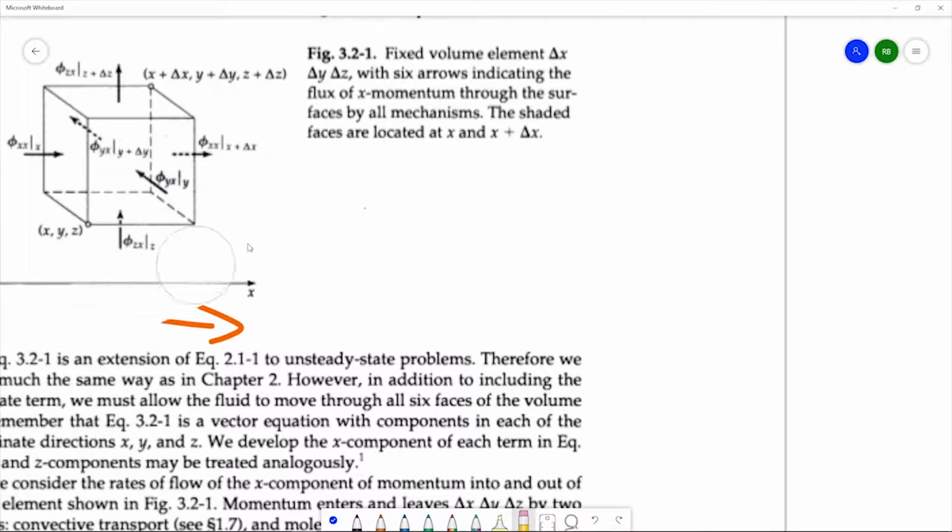So let's do the balance. What is the accumulation term?